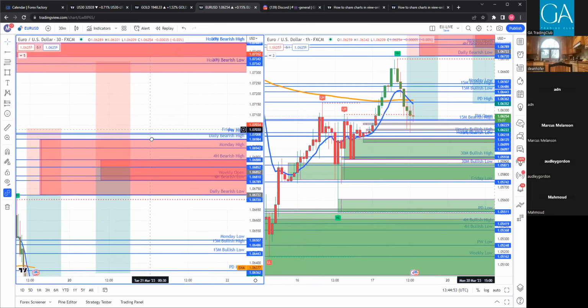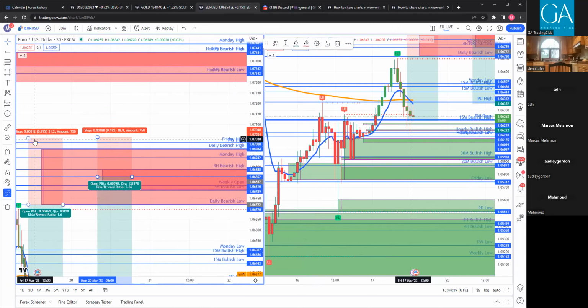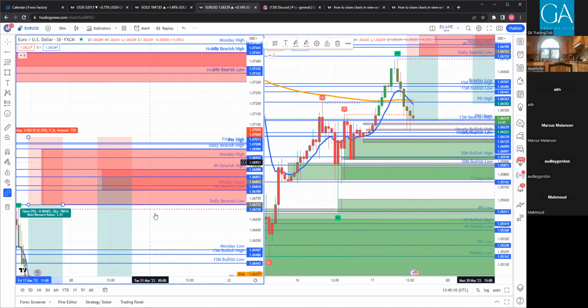So again, you don't need a 550 pip stop loss. You can put your stop loss above the Friday high, which also lines up with the previous weekly high. So remember, when doing your markups, always have Monday high, Monday low. I started off testing Friday highs and Friday lows, and they've been working for me. So you can also do that.